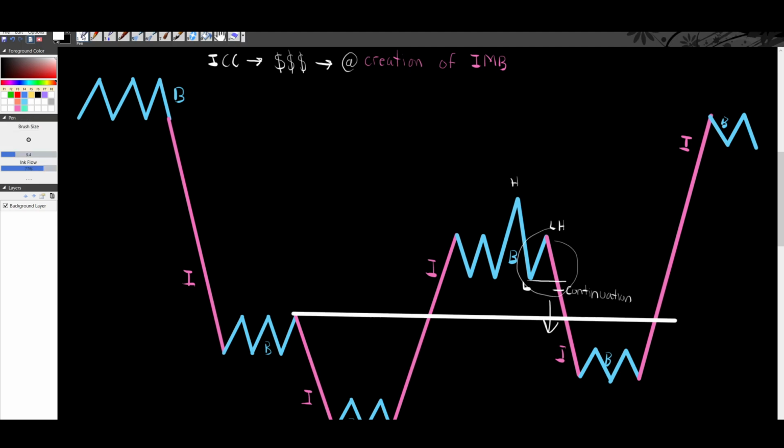Because the market is always in an area of balance and imbalance, what we have to understand is that one truth to the market, and this is truth number one, is that the market is always trying to rebalance itself.